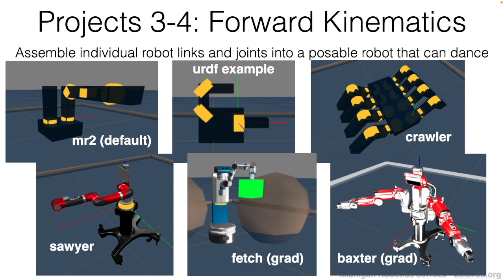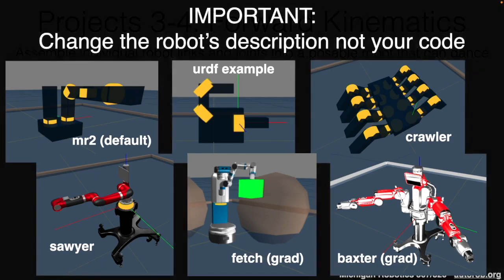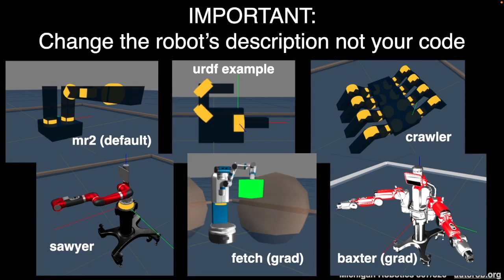And so shown on this slide are the set of robots that we can be working with within our Knievel stencil for projects 3 and 4. And so these are the robots that your code is actually going to be able to configure in space according to forward kinematics.